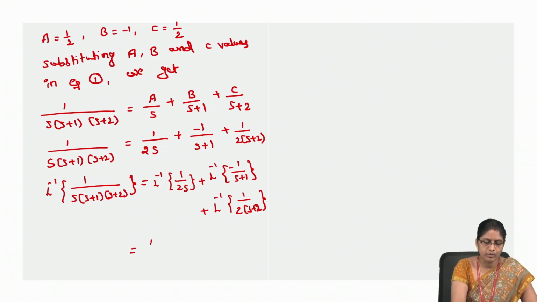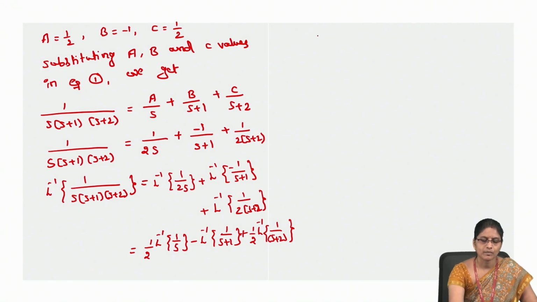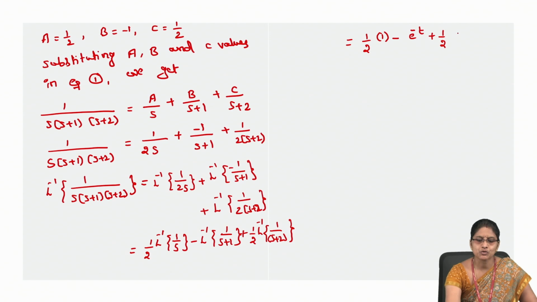that equals 1 by 2 is constant, 1 by 2 into L inverse of 1 by s minus L inverse of 1 by (s plus 1), plus 1 by 2 is constant, 1 by 2 into L inverse of 1 by (s plus 2). Equal to 1 by 2 into L inverse of 1 by s is 1, minus L inverse of 1 by (s plus 1) is e power minus t, plus 1 by 2 L inverse of 1 by (s plus 2) is e power minus 2t.